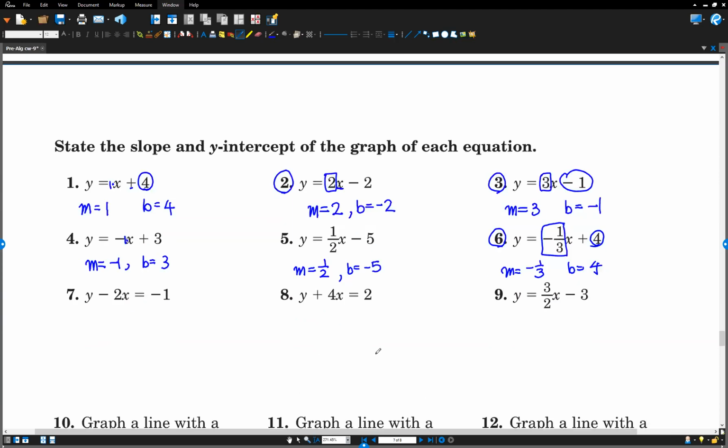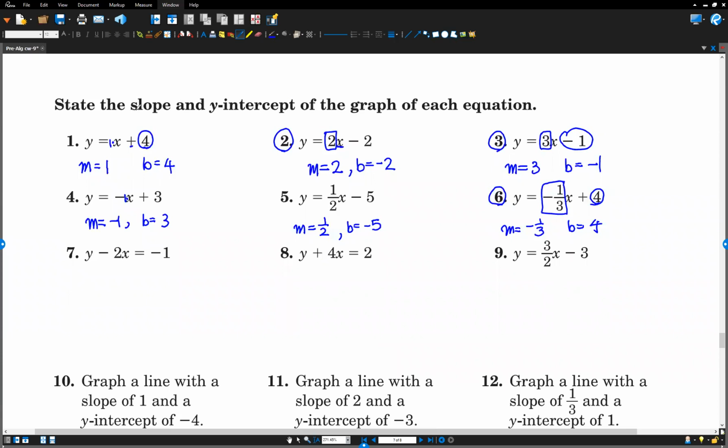But number 7 is a bit different because when you have slope intercept form, you can find the slope. This is not slope intercept form, right? Now we're going to change the form a little. Add 2x to both sides, and you get y equals 2x minus 1. This is slope intercept form, right? Now from here you can find the slope. Slope is 2, because the coefficient of x is 2. This value of -1 is the y-intercept.